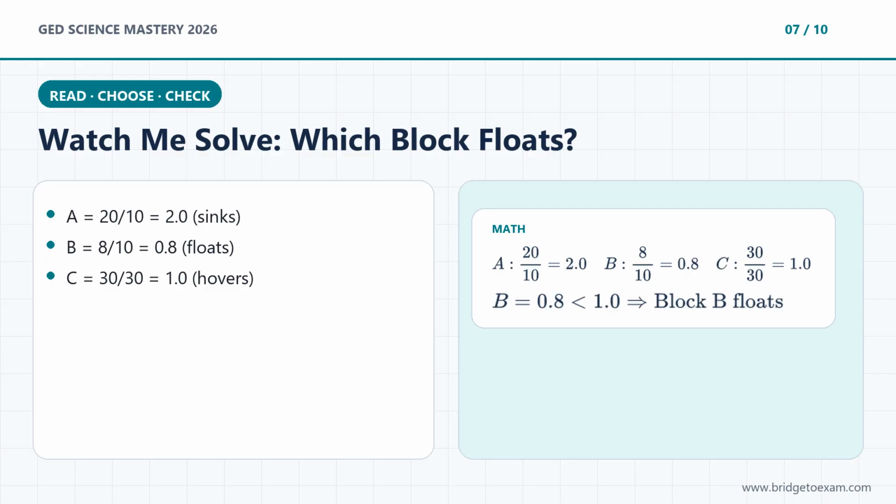Read. Density is mass divided by volume for each block. Choose. Block A is 20 over 10, which is 2.0 grams per milliliter. Block B is 8 over 10, which is 0.8. Block C is 30 over 30, which is 1.0. Now compare with water at 1.0. Block B at 0.8 is less dense than water, so block B floats. Block A at 2.0 sinks, and block C at 1.0 hovers. Check. The rule holds perfectly. Less dense floats, denser sinks, equal density hovers.